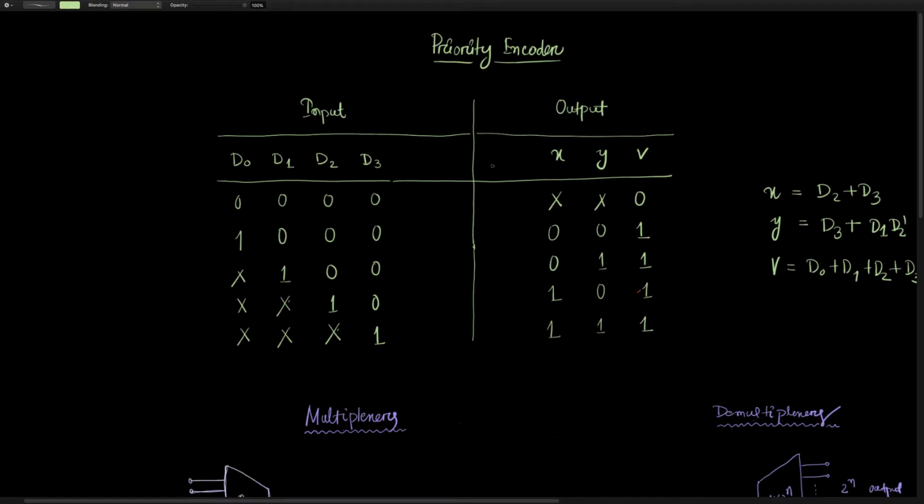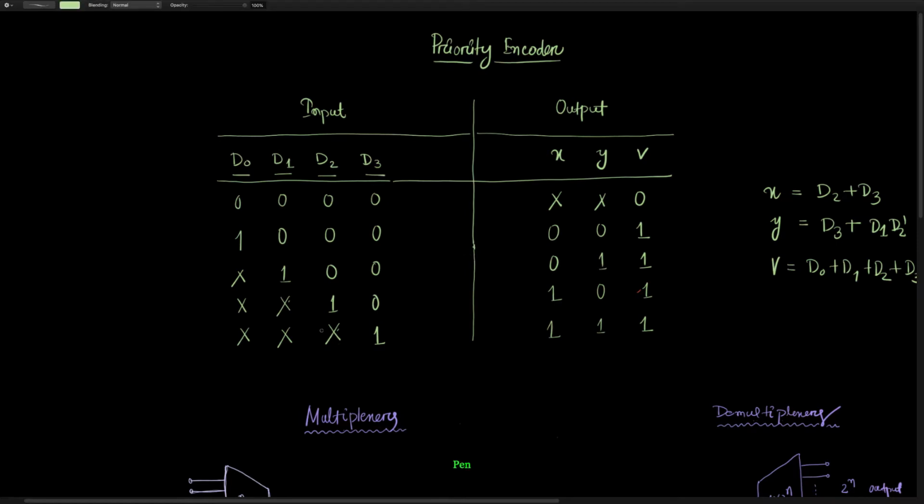But in a priority encoder, it doesn't check all the inputs. It only checks the input with the highest priority, or you can say the highest subscript. This n would be a subscript, given here as D0, D1, D2 and D3. Now D3 is given the highest priority. Whenever D3 is high, we don't go for checking the lower priority inputs, and that's exactly the concept of a priority encoder.